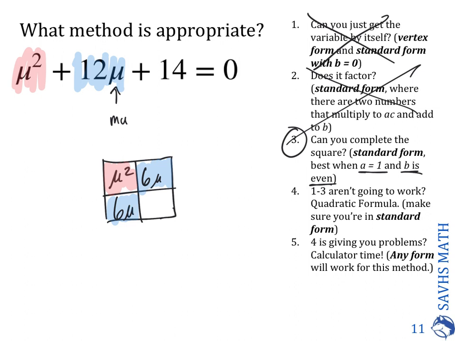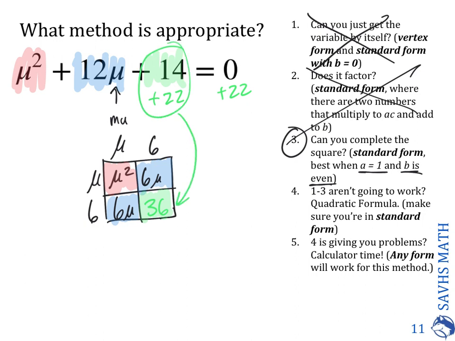Okay. What do I get on the outside of the box? I get a mu here, and a mu here. Then I will have a 6 and a 6. That means that I will put a 36 here. But notice that's not what I have in the C spot. So how do I get there? I need to add something. I need to add 22 to both sides so that I get here, this is 36.